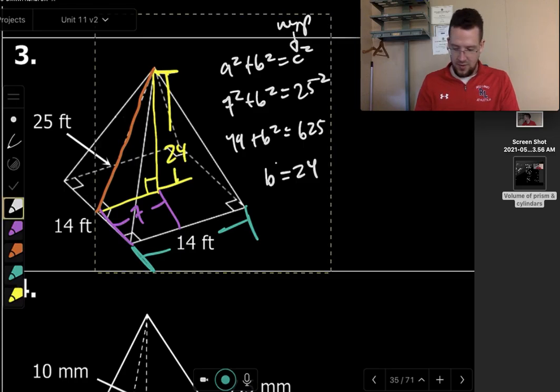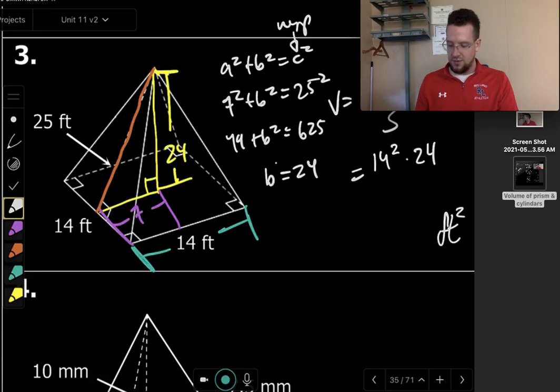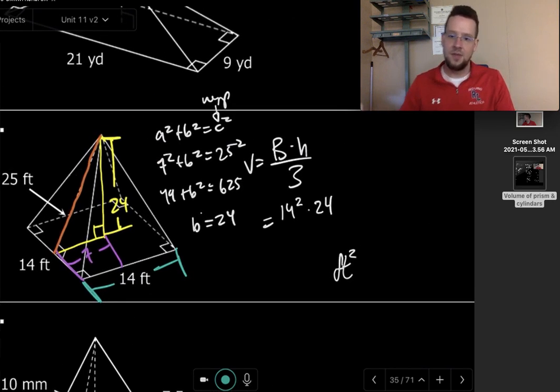And now I need the volume, which is the area of the base times the height divided by 3. And so this is just 14 squared times 24, divided by 3. And then we get this value easily from the calculator, right? 14 times 14 times 24. Easy peasy, squeeze the lemon.